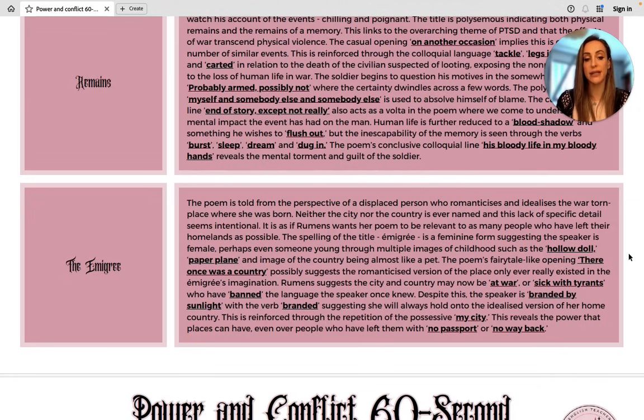Rumens suggests that the city and country may now be at war or sick with tyrants who have banned the language the speaker once knew. Despite this, the speaker is "branded by sunlight", with the verb "branded" suggesting that she will always hold on to the idealized version of her home country. This is reinforced through the repetition of the possessive "my city". This reveals the power that places can have, even over people who have left them with "no passport" or "no way back".